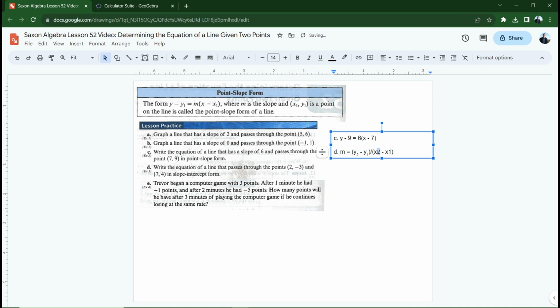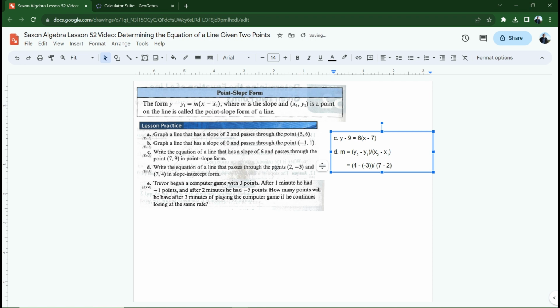Okay, so I need to plug in my y's being subtracted from each other and my x's being subtracted from each other. So this is going to equal, let's see, y2 is the second y. That's going to be 4 minus my first y, which is 3. I'm going to have a 4 minus a 3. Divided by, and let's see, x2 is 7 minus x1 is 2.